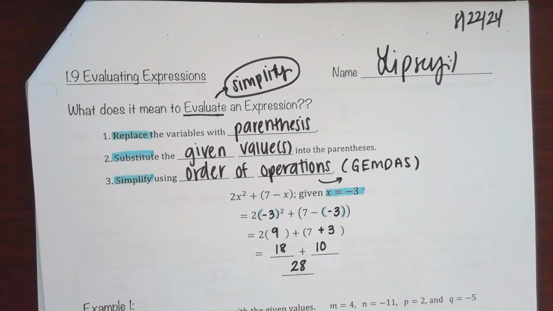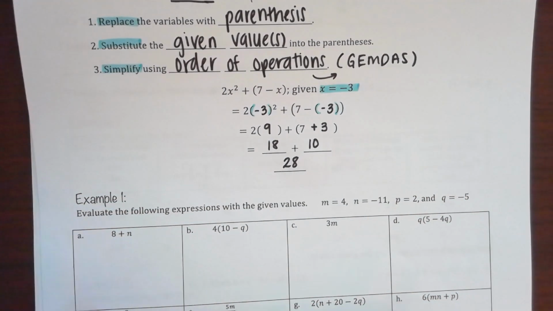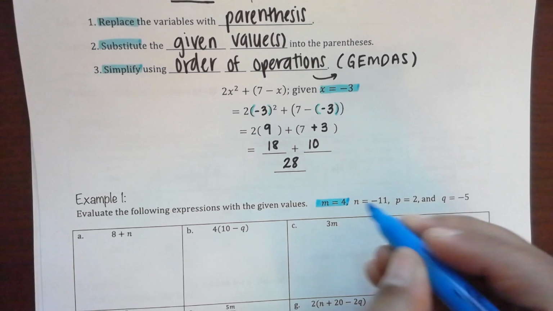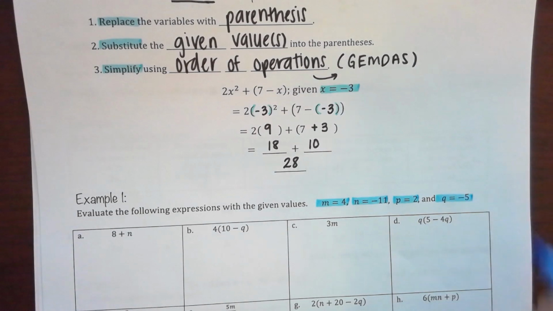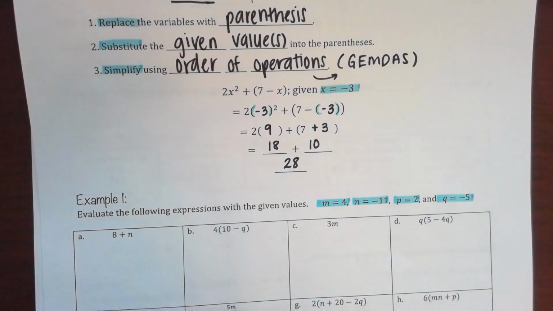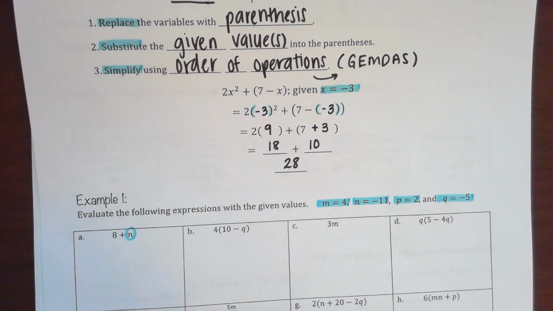Any at all? So for example, number 1, they all have the same steps here. It says evaluate the following expressions with the given values. They told me m is equal to what? N is equal to? P is equal to? And Q is equal to? So you have to determine which one you're using in each thing. So if I'm looking at A, I have 8 plus N. What variable am I using? N. So, how would I rewrite this?